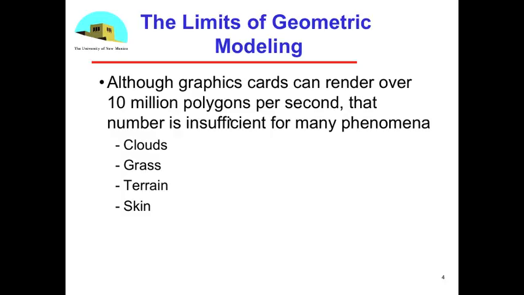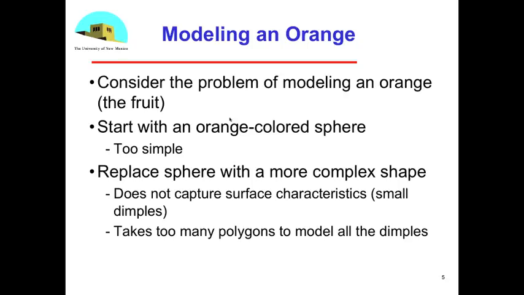Well, here's an example, and I'm going to come back to this example a couple of times. Suppose you have an orange. I mean, we all know what an orange is and what it looks like. And suppose what I'm trying to do is model it.